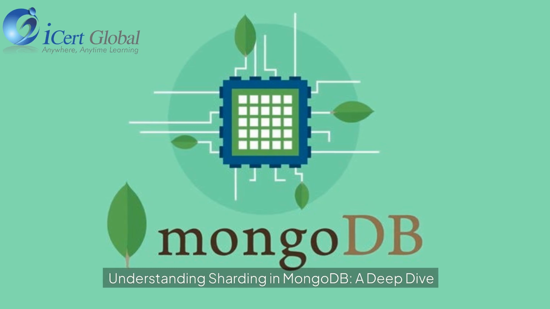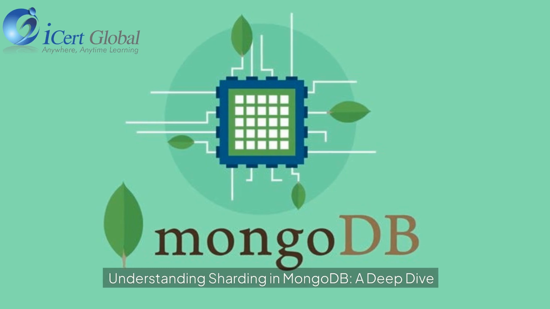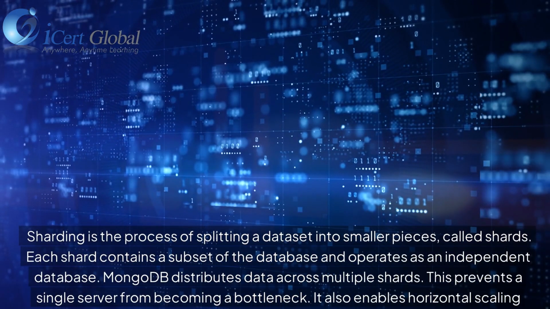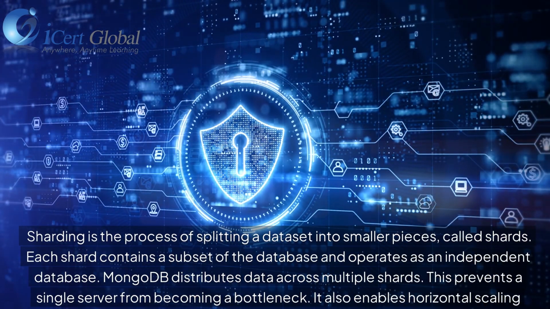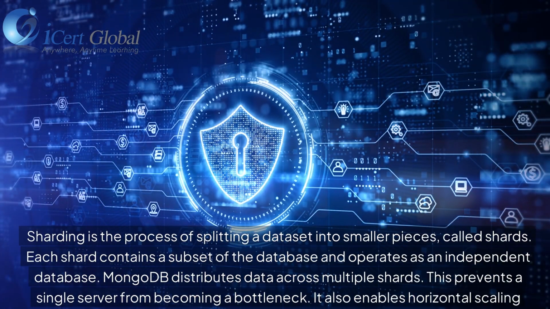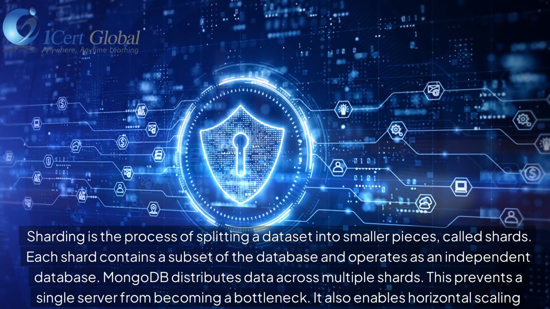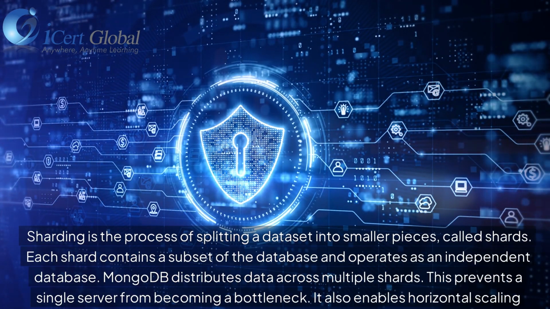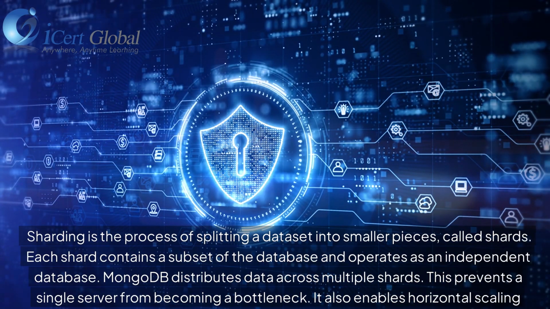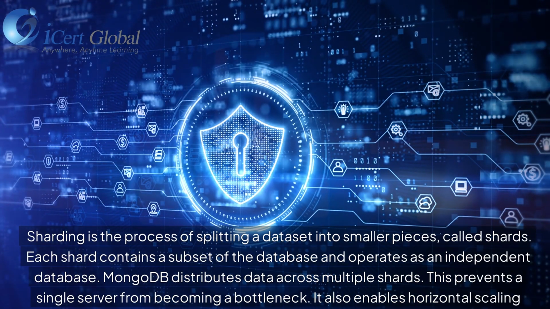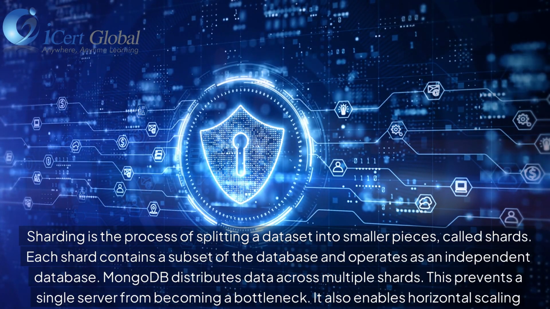Understanding sharding in MongoDB, a deep dive. Sharding is the process of splitting a dataset into smaller pieces, called shards. Each shard contains a subset of the database and operates as an independent database. MongoDB distributes data across multiple shards. This prevents a single server from becoming a bottleneck. It also enables horizontal scaling.